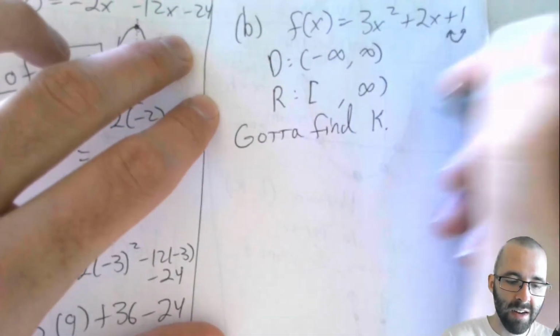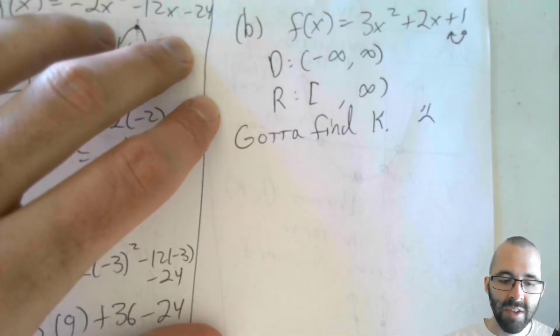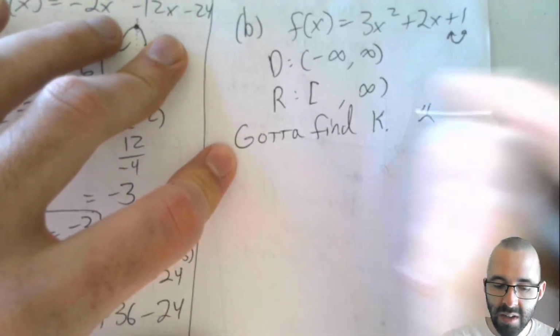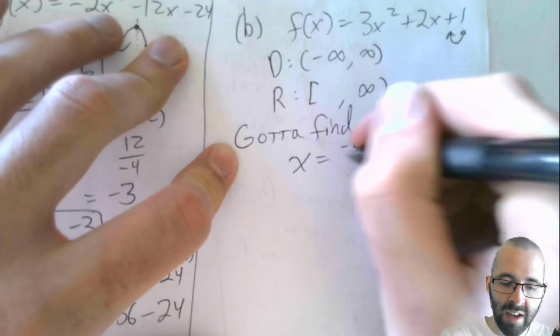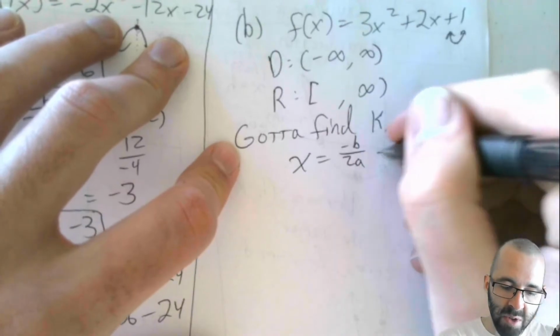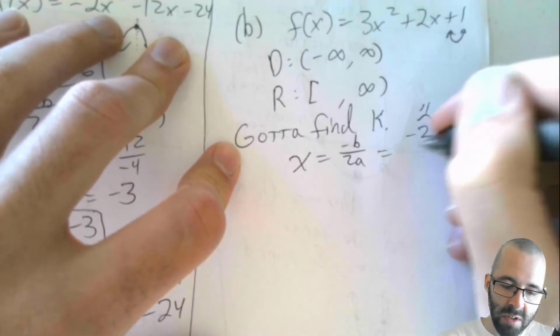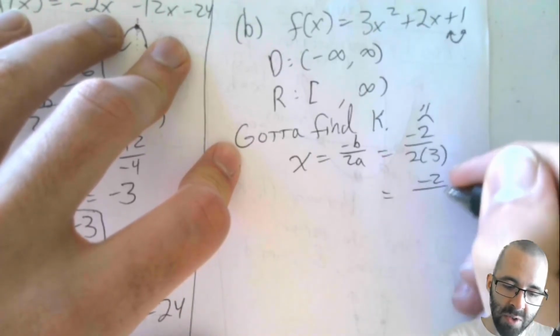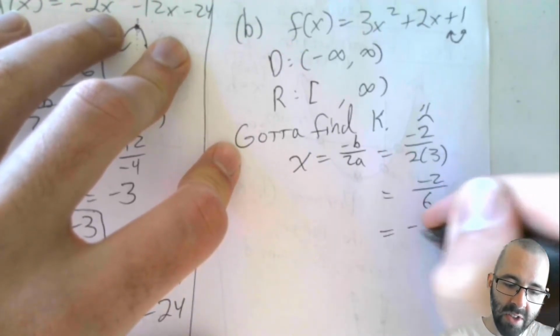Remember, the vertex occurs on the axis of symmetry. Axis of symmetry is negative b over 2a. Well, that's going to be negative 2 over 2 times 3. Negative 2 over 6. That's negative a third.